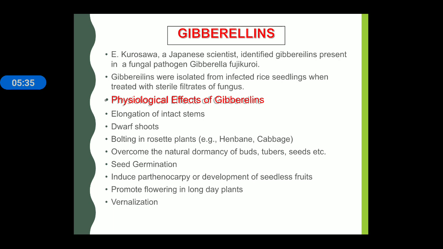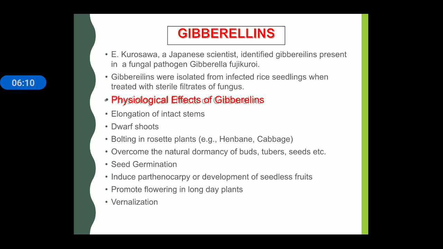Next, gibberellin. Gibberellin was discovered by a scientist named Kurosawa, a Japanese scientist, and gibberellin was extracted from a fungus named Gibberella fujikuroi. So, according to the name of the fungus, the chemical produced by this fungus was named gibberellin. Gibberellin was isolated from infected rice seedlings.